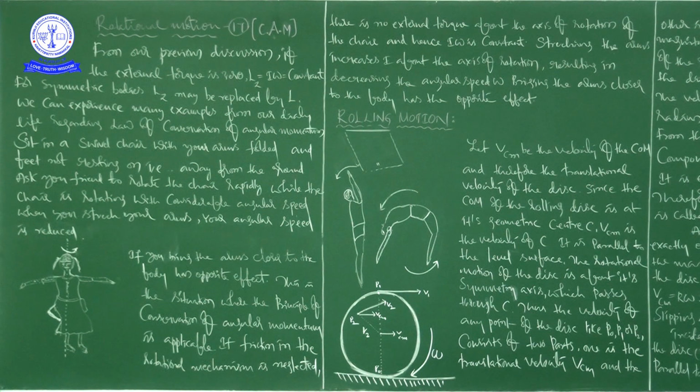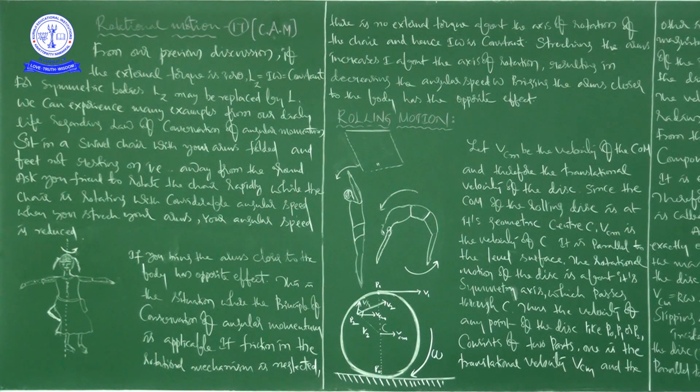Here what I am saying is, let VCM be the velocity of center of mass, and therefore the translational velocity of the disk. Okay. So just now I told you before 1 minute, we know that the translational motion of a system of particles is the motion of center of mass. We already discussed that in the starting of this chapter.